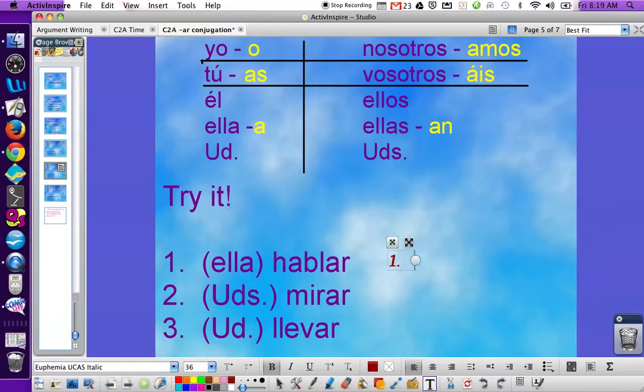All right, so for number one, I want to say ella. So I'm going to make my stem habl, and then I'm going to add an A, habla. For number two, I'm going to do ustedes. So I'm going to make my stem mir, M-I-R, and then I'm going to add my AN for miran. So that means you all watch. And then the third one, llevar, I want to do that to the usted form. Llevar means to wear or to carry. So I want to say you carry or you wear. I'm going to make my stem llev, and I'm going to add an A for lleva, you wear.